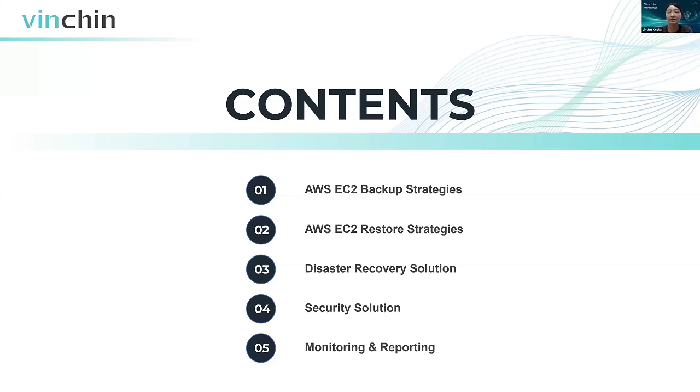Okay, so this is the overview of today's topic. I will go through 5 parts. The first part is the AWS backup strategies, and then the restore strategies for the AWS cloud, the DR solution, and the security solution. And lastly, I'll show you how Vinchin monitors all the tasks and makes reports for our customers.